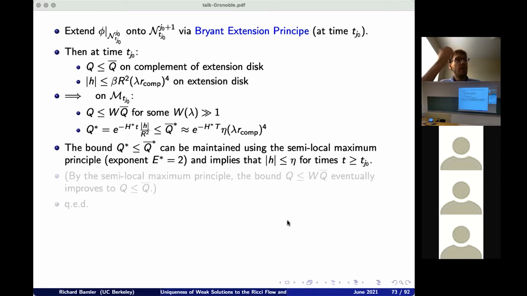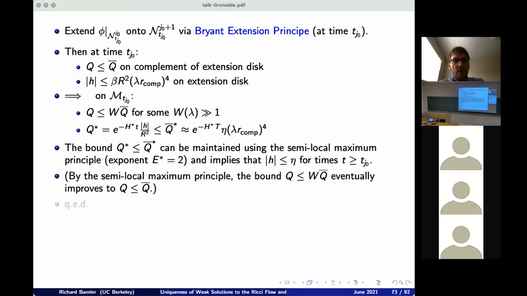Okay. And so then I'm basically done. I've now done my Bryant extension, so the rest of the flow is just a standard Ricci flow, and I can maintain this bound forward in time for as long as, up until time capital T, up until where the flow exists.